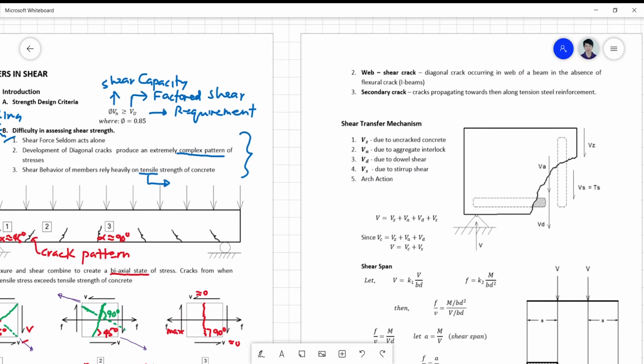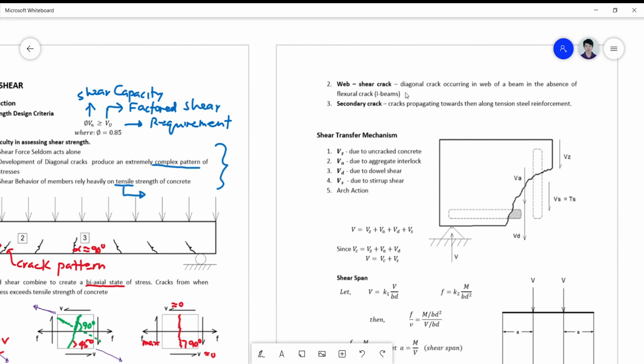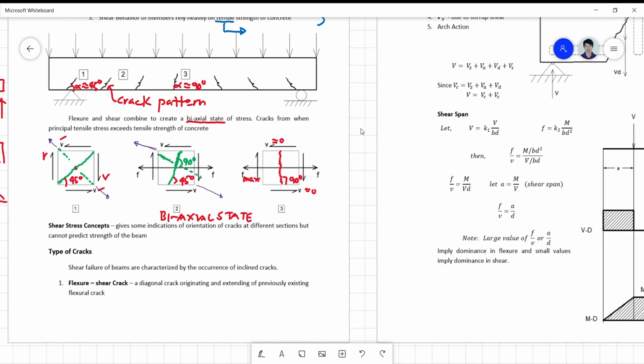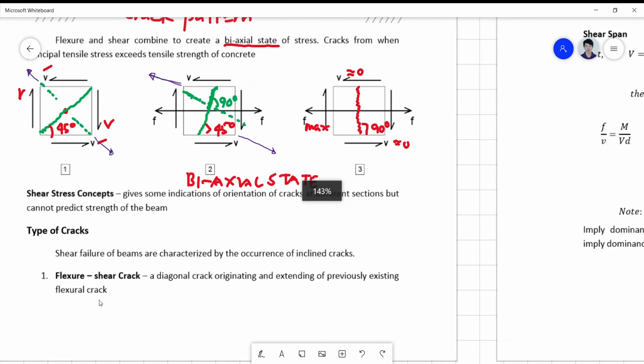The second is the web shear crack, and the third is the secondary crack. Okay, so as defined here in the lecture, the flexural shear crack is simply a diagonal crack originating and extending from the previously existing flexural crack. So the initiative in terms of cracking actually begins from a flexural crack.